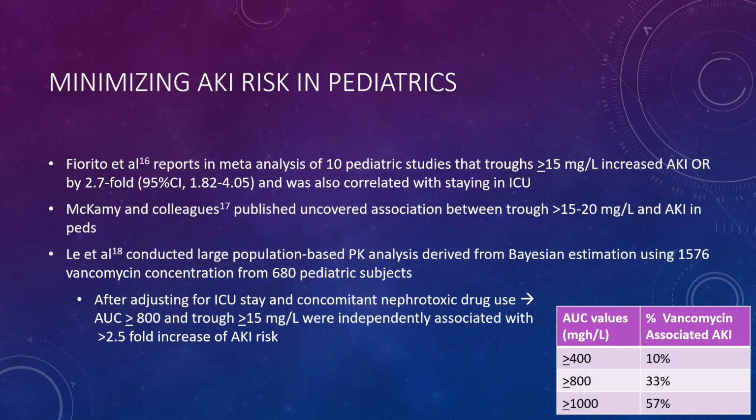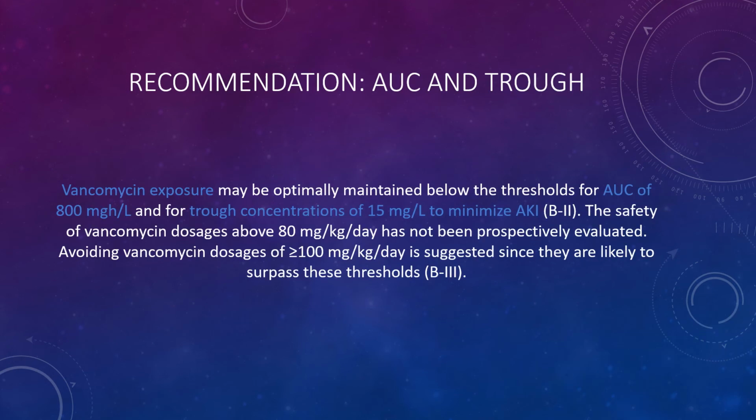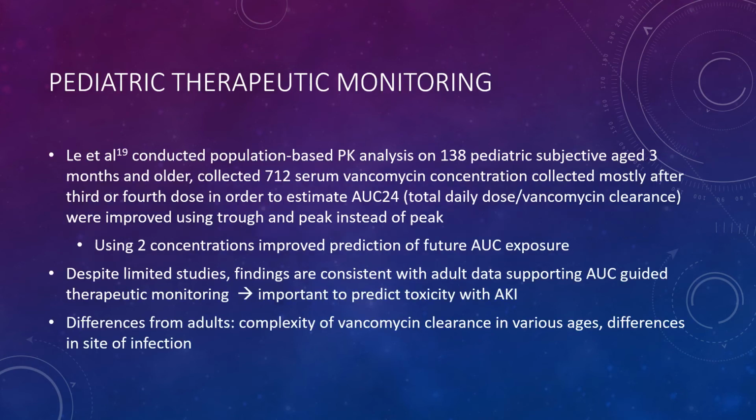associated with greater than 2.5-fold increase of AKI risk, which leads us to our recommendation that we want to make sure that our thresholds for AUC are less than 800 and our troughs are less than 15 to minimize that AKI. This population-based PK analysis on patients aged 3 months and older basically says there's a better estimation of using both trough and peak values instead of just one or the other, and this can help improve prediction of future AUC exposure.